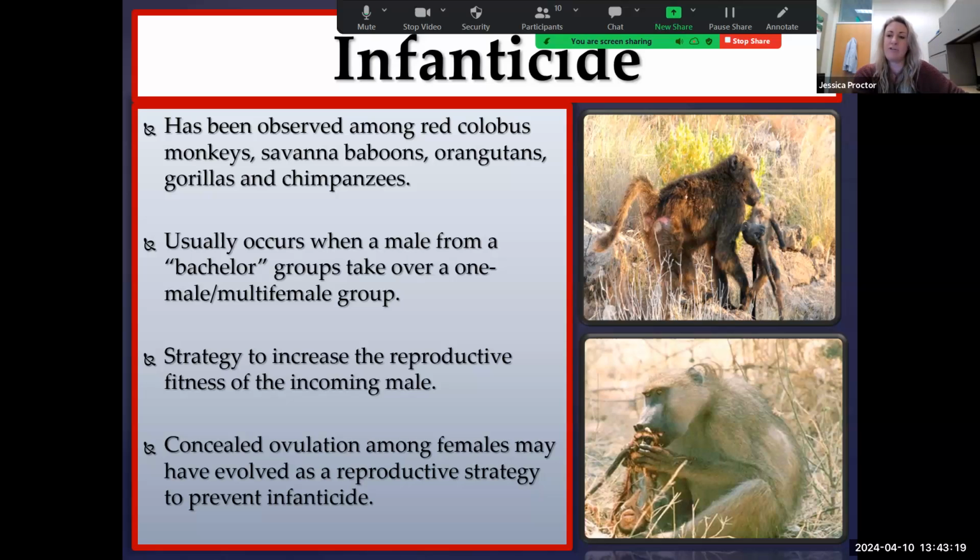So if the ovulation is concealed, it will confuse paternity. And if every male thinks that those offspring might be his, then he's less likely to engage in infanticide. Okay, so again, that's another very scrutinized and criticized theory as well. I should say hypothesis, not theory, but it's just one that's out there, and I bring it up because it's interesting to ponder. I will have you guys ponder it in your groups a little bit later on.